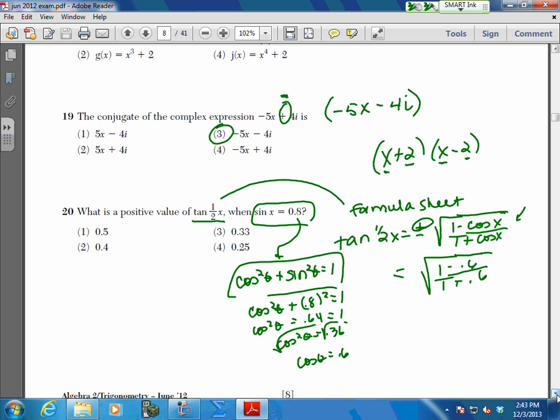Now the rest of this you can actually do on your calculator. Just be careful of your fraction. Make sure if you're using it without the fraction bar, you put it in parentheses like this. This will become 0.4 over 1.6, which becomes 0.5.